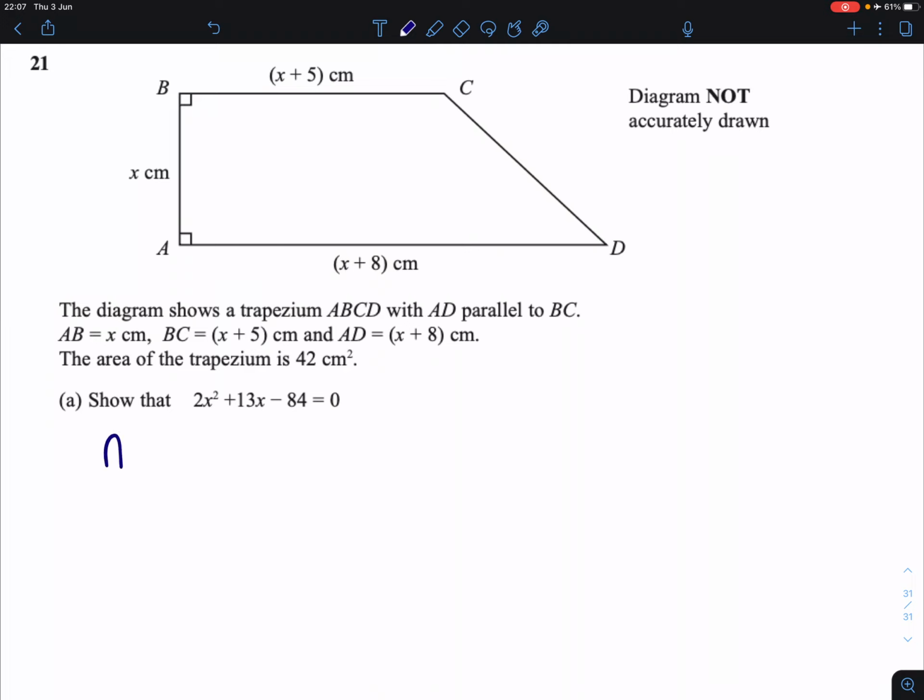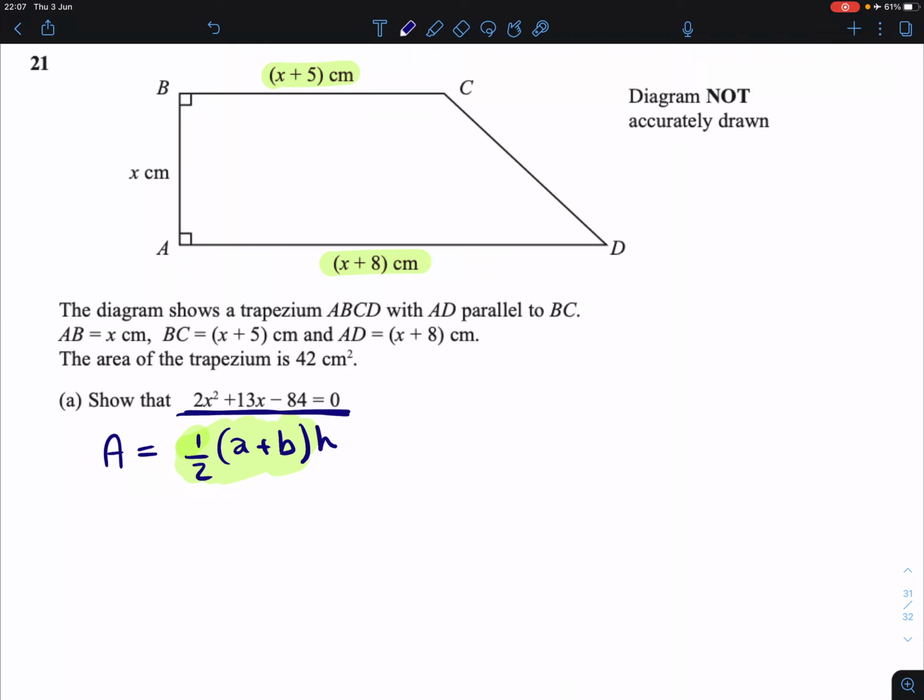Area of a trapezium is half of a plus b, that's the top base and the bottom base added together, multiplied by h. You can also refer to this half a plus b as the average base, or the average width, the average of these two, times height. We are being asked to show this.